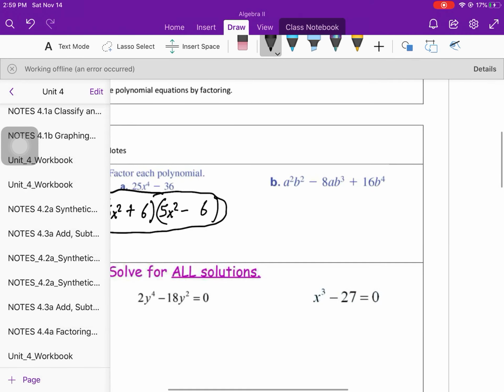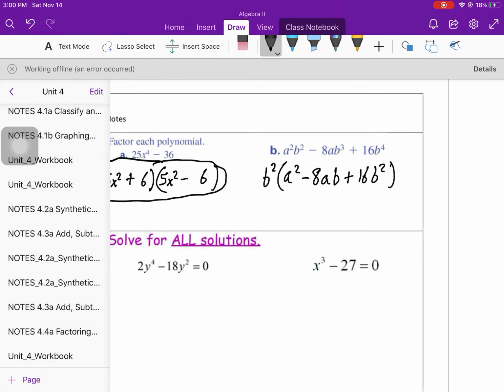Now let's look at B. B can be a little confusing. We haven't done a ton like this, but this is where there's more variables than just our typical one. If you look though at every single term, everything has at least a b squared to it. So we can actually factor out b squared as the GCF. Then we're left with a squared minus 8ab plus 16b squared.